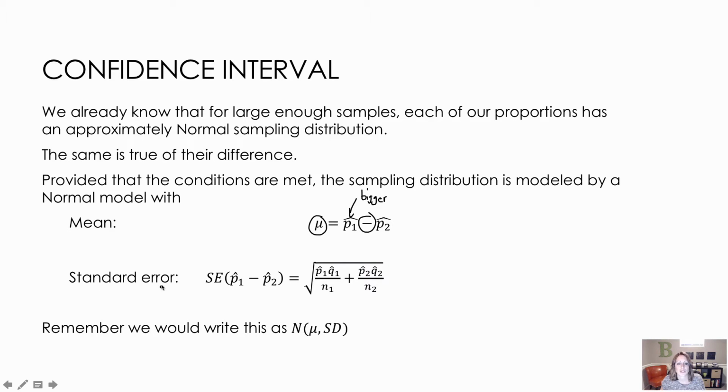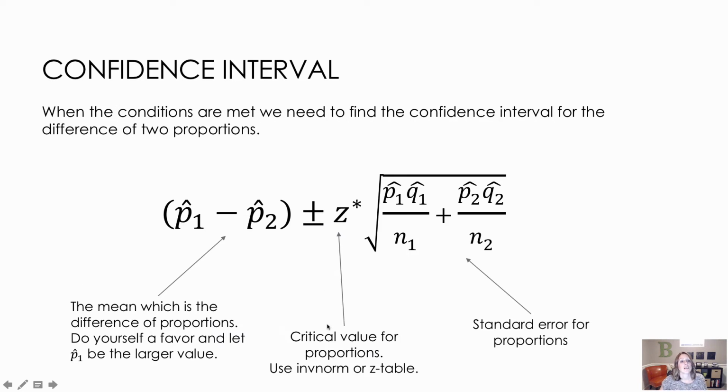Standard error, of course, if we could do standard deviation, we would, but standard error is probably what we're going to deal with, which is my p hat q hat over n and p hat q hat over n, and then taking the square root. Remember, we're back to the normal model because we're dealing with proportions rather than means, so I can write it as a normal model. And now this is essentially how we would set up our confidence interval.